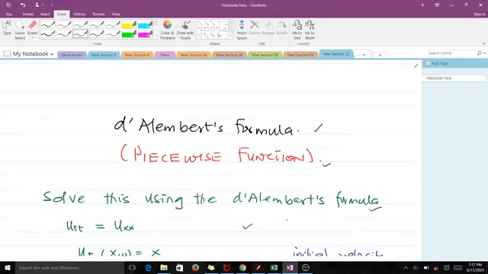So today's lesson is going to focus on the D'Alembert formula, and we are going to consider when we have a piecewise function. Okay, so I'm Boydo Kanrindo, a third year student of Mathematics.